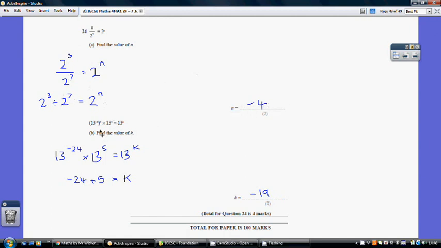Now with part B, when I have a power inside the bracket and a power outside the bracket, I multiply these powers together. So this first term is 13 to the power of minus 24 times 13 to the 5 equals 13 to the power of k. Now when I multiply, I add the powers, so minus 24 add 5 has got to equal k, so k equals minus 19.